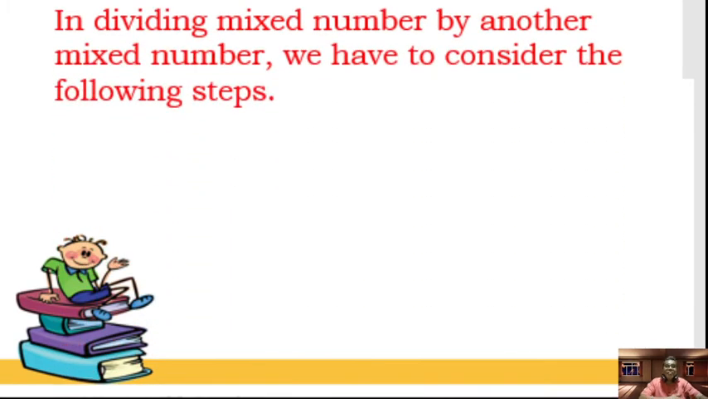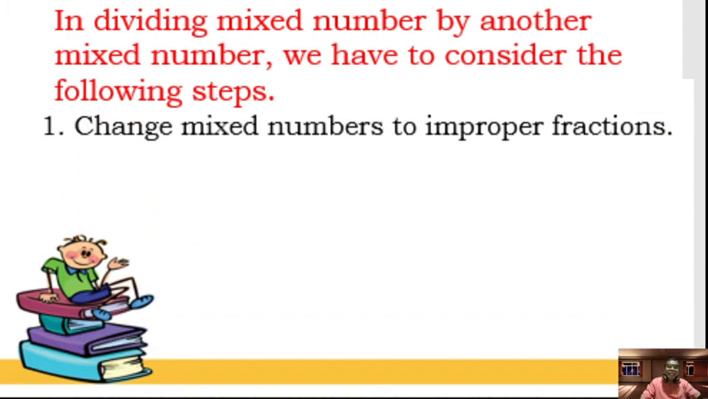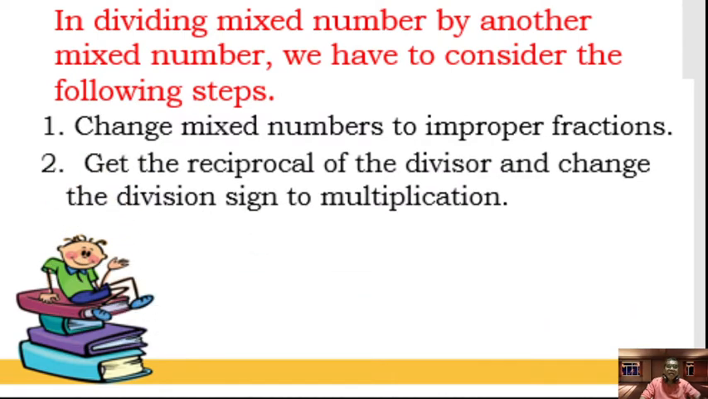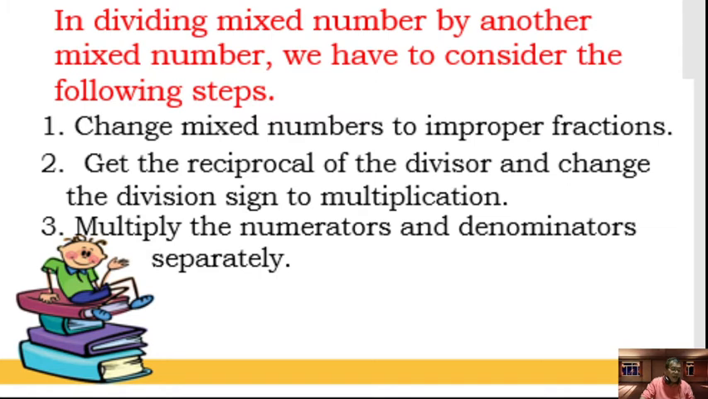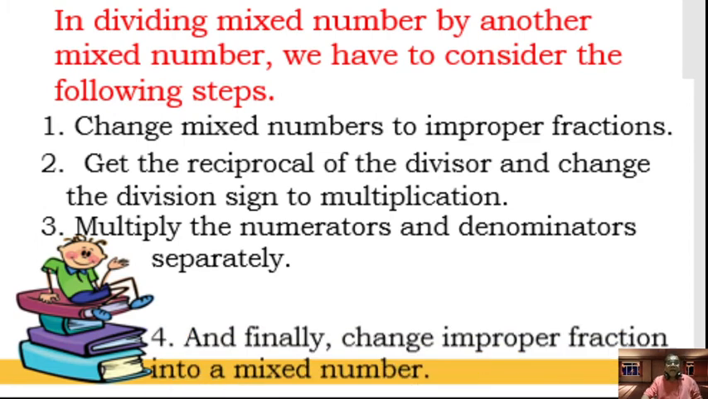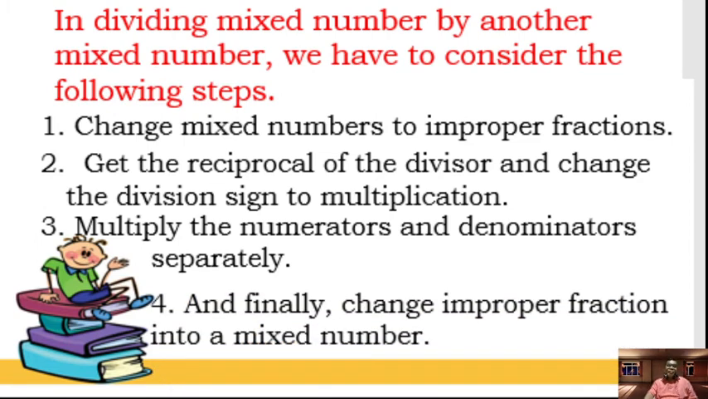Okay, so in dividing a mixed number by another mixed number, we have to consider the following steps. First, change mixed numbers into improper fractions. Second, get the reciprocal of the divisor and change the sign to multiplication. Next, multiply the numerators and the denominators separately. And finally, change improper fraction into mixed number.